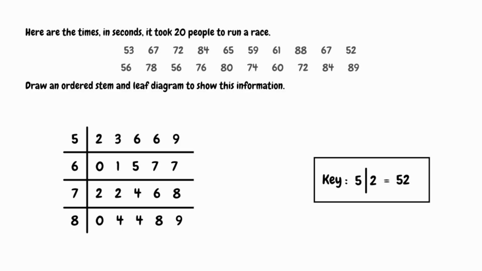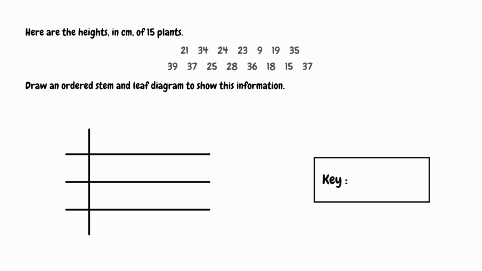So I've got a couple of different examples to take a look at now. So let's look at this next example. For this question, we have the heights in centimetres of 15 plants. We need to draw an ordered stem and leaf diagram to show this information.